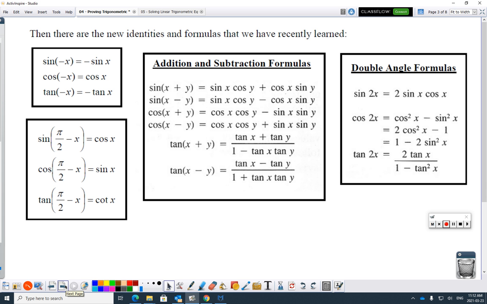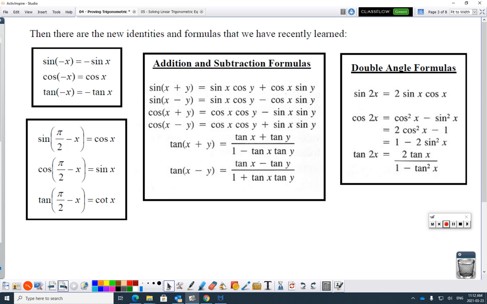Oh, then all these that came up. Addition and subtraction formulas, double angle formulas, and all these ones, which I suggest to memorize, the ones on the left-hand side there. Only because things are going to go faster for you if you spend the time having those memorized. When they come up, you can just blast your way through them.